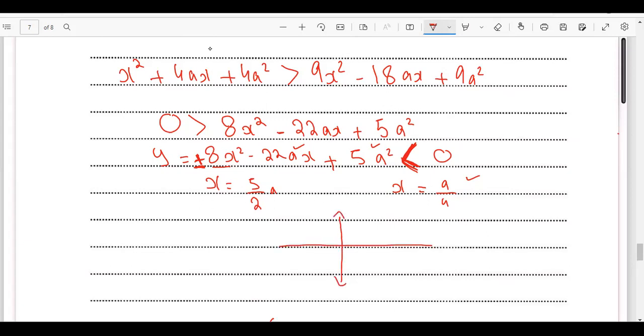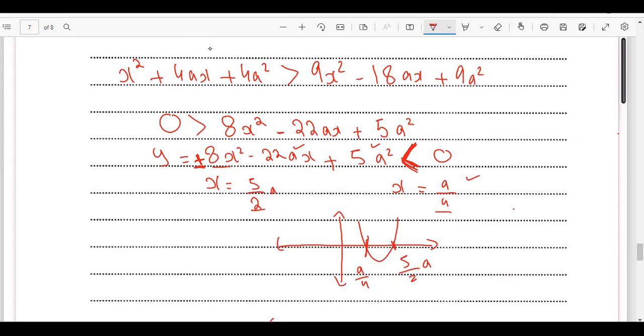How do we make parabolas? We check the coefficient of x squared. It's positive, both of them are positive. So I'll just make a U, a random U, without even thinking about anything. This is a by 4, this is 5 by 2a, and now this is y equals this.